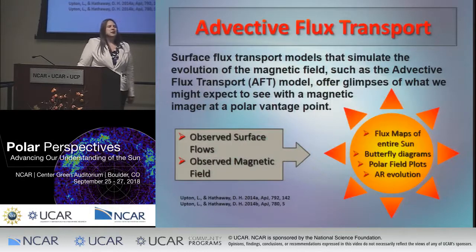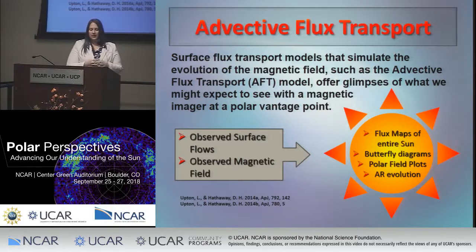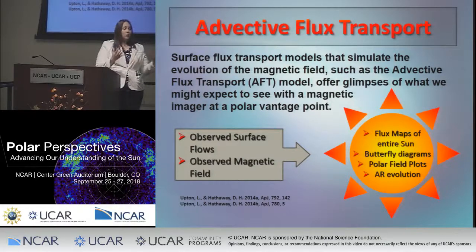Now, with surface flux transport models, such as the advective flux transport model, we have an opportunity to simulate the evolution of the magnetic field on the surface of the sun. And it gives us a chance to glimpse what we might expect to see with a magnetic imager from a polar vantage point. These models take in the observed flows and the observed fields and simulate their transport to produce flux maps of the entire sun, butterfly diagrams, polar field plots, etc.